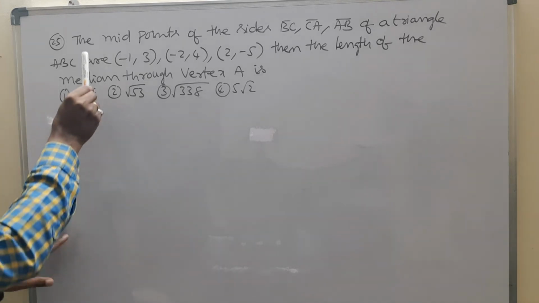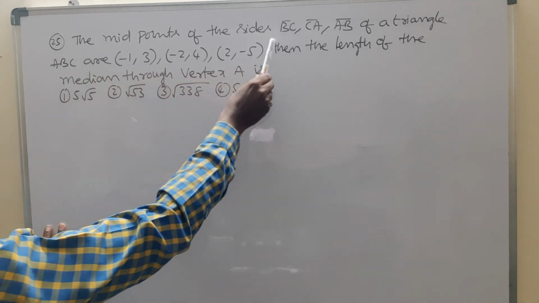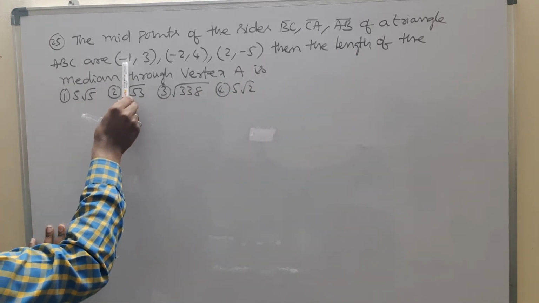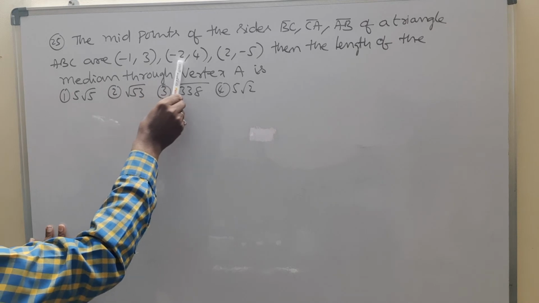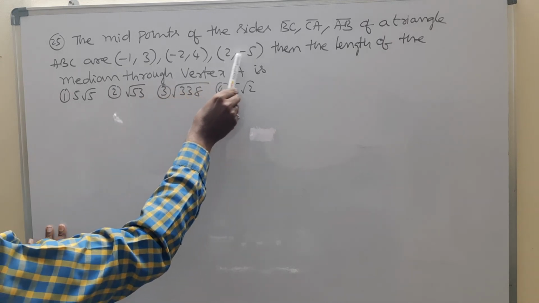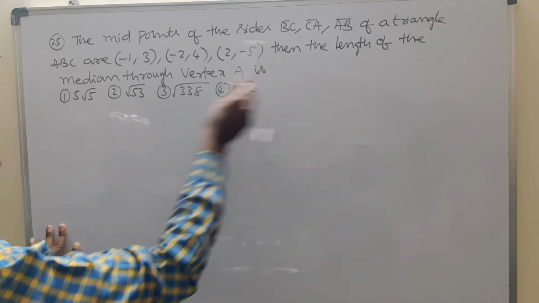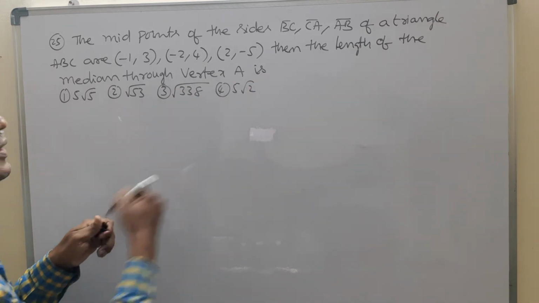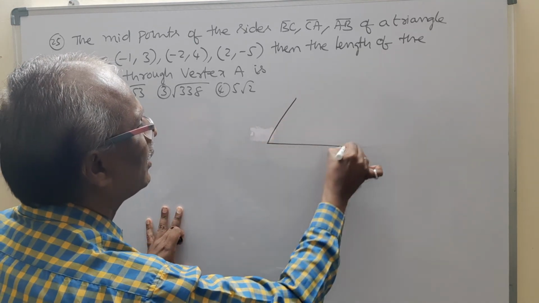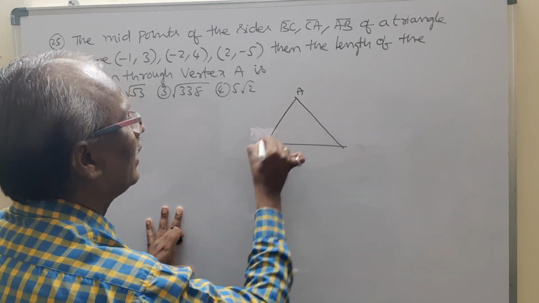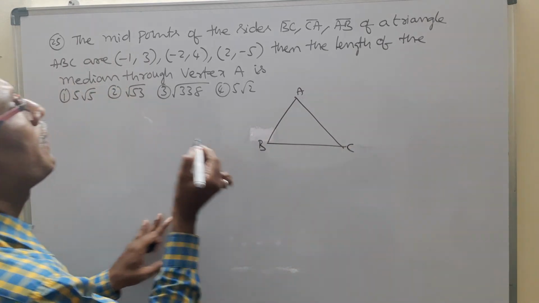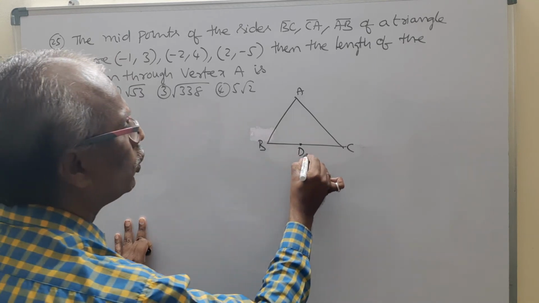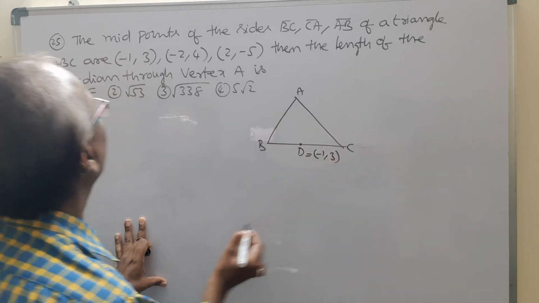Question number 25. The midpoints of the sides BC, CA, AB of triangle ABC are (-1, 3), (-2, 4), (2, -5). Then the length of the median through vertex A is, four options are given. Here is the diagram. To observe this diagram, ABC is a triangle. In this question, let D be the midpoint of side BC. D equal to (-1, 3) is given.